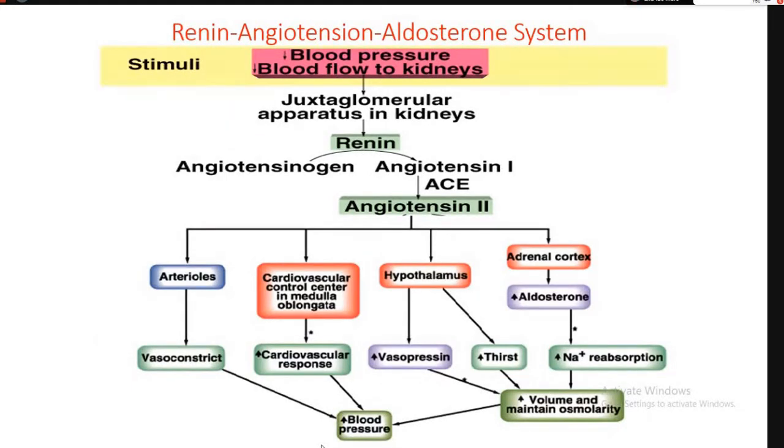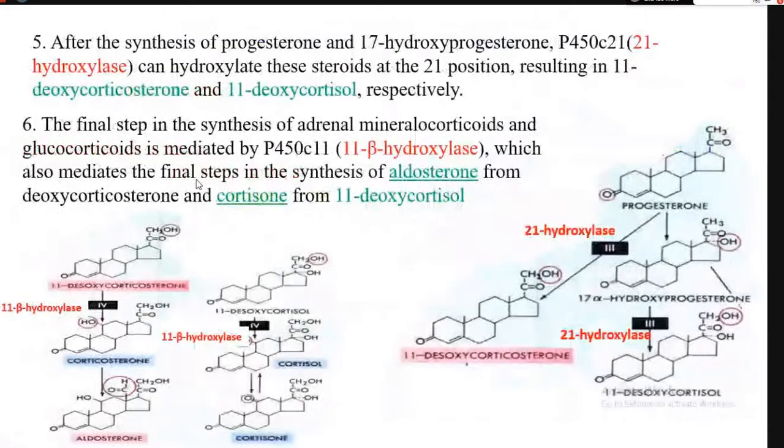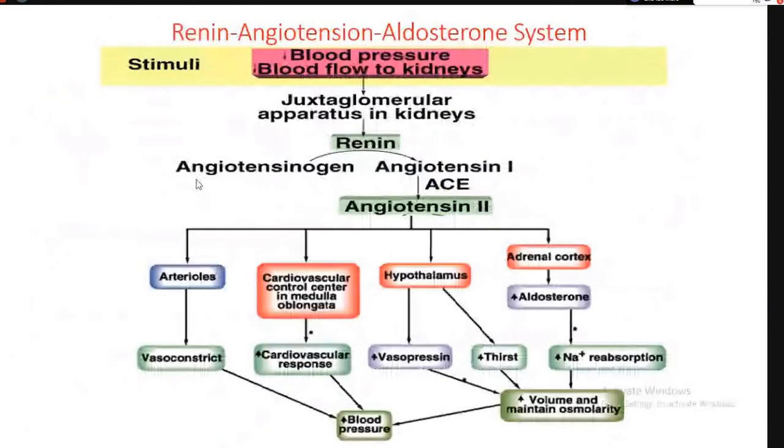The stimulus for the renin angiotensin system is a decrease in blood pressure. Then decreased blood volume. Then in the juxtaglomerular apparatus in the kidneys, renin is secreted from the juxtaglomerular cells. This renin causes angiotensin changes. Angiotensinogen is converted into angiotensin I. Then angiotensin I is changed into angiotensin II by angiotensin converting enzyme, the ACE enzyme.